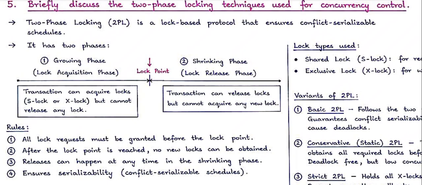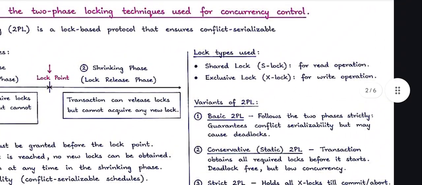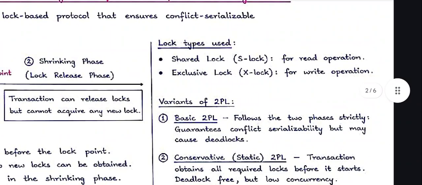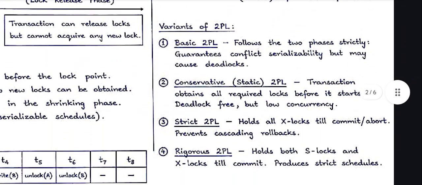In the growing phase, a transaction can acquire locks, S lock, X lock, but cannot release any lock. That is the lock acquisition phase, the growing phase. In the shrinking phase, a transaction can release locks but cannot acquire any new lock. Lock types used are shared lock, that is S lock, for read operation, and exclusive lock, X lock, for write operation.